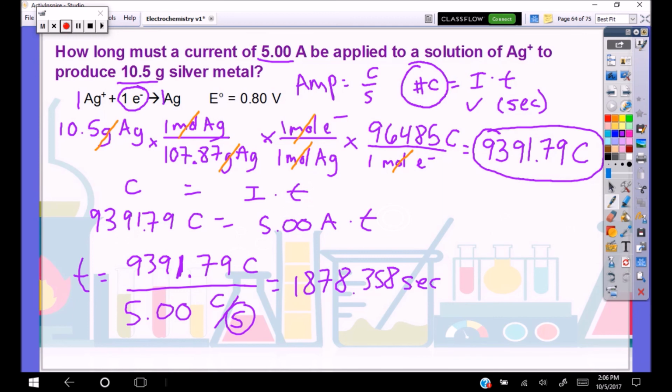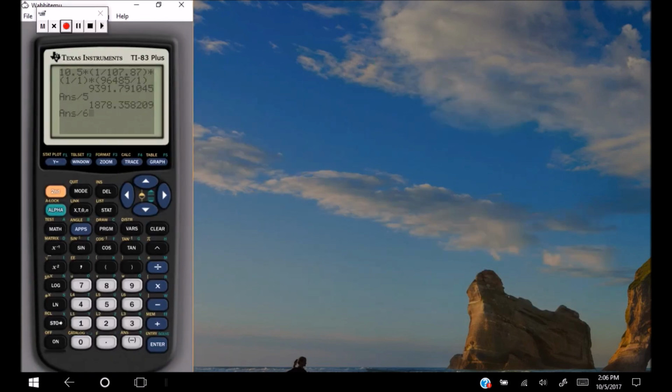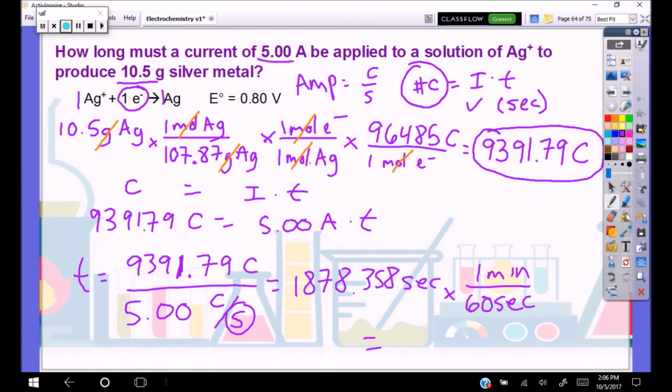Let's go ahead and throw this into minutes. We know we've got 60 seconds per 1 minute. So essentially we're dividing by 60. I just continued with my dimensional analysis to put it in that form. And when I divide by 60, I get an answer in minutes, 31.305, but I want 3 sig figs, so I'm just going to do 31.3 minutes. So this reaction, if I wanted to get 10.5 grams with this amount of current, would take me about a half hour. Okay.